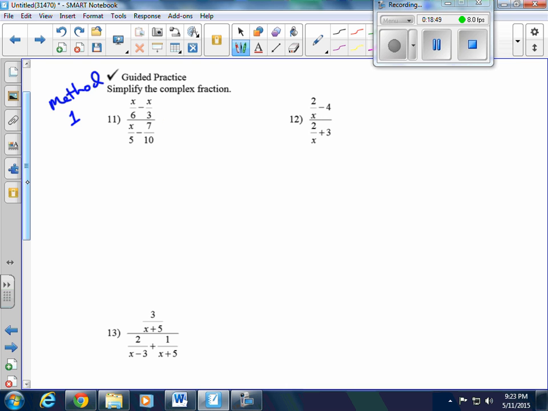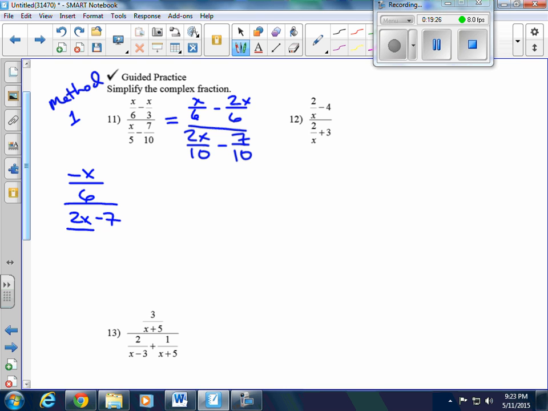So if we look at the numerator here, I'm going to get a common denominator of 6. Well, I don't have to change this one, so that's going to be an x. And then this is just going to be multiplied by 2. So I'm going to get that, and we have a common denominator. Same thing in the bottom. This is going to be a 10. And the first one I have to multiply by 2, so that's going to be 2x. And then we have the 7. So that's x minus 2x, which is negative x over 6. And 2x minus 7 over 10.